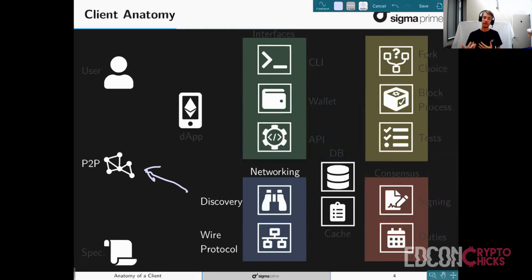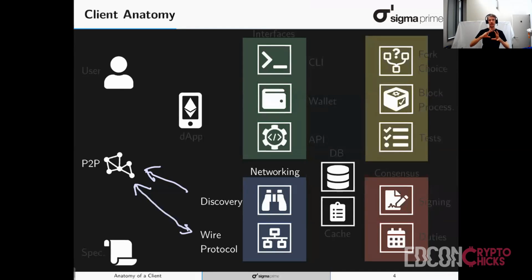And then once we actually discover some peers in our network, we need to talk to them. We need to know how to talk to them, and they need to know how to talk to us. We call that the wire protocol. The wire protocol allows us to do things like syncing, sending blocks around, and that sort of stuff. So that's the interactive layers of a blockchain client, with the network and of course with the users.